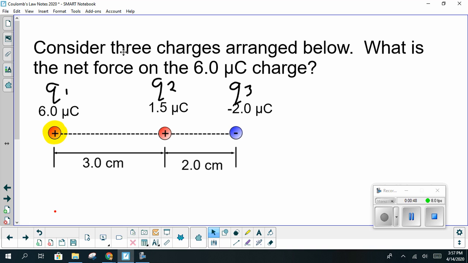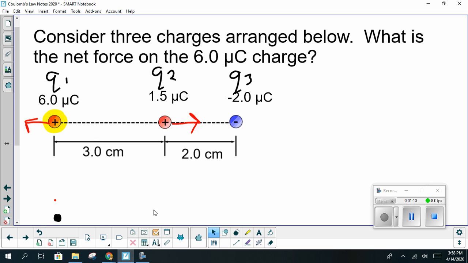So let's just start by looking at Q1 and Q2. Now notice that Q1 and Q2 are the same sign. That means they are going to repel each other. And when they repel each other, I'm going to go ahead and just draw those out. And you're going to notice that our force on both Q1 and Q2 are pointed away from each other. Now remember, we're just studying Q1, so notice that that force points to the left.